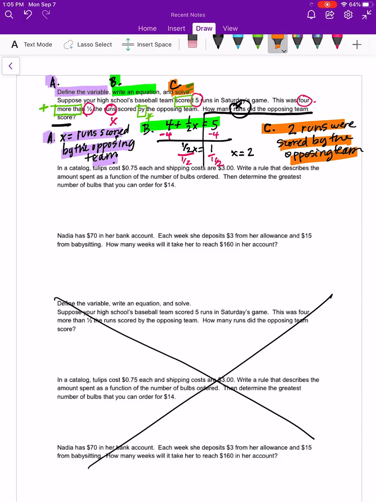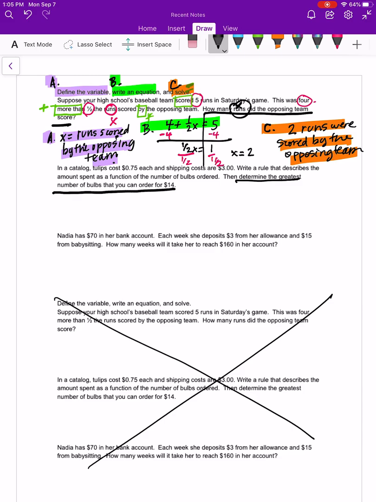Here we go, number 2. In a catalog, tulips cost 75 cents each, and shipping costs are $3. Write a rule that describes the amount spent as a function of the number of bulbs ordered. Then determine the greatest number of bulbs you can order for $14. So again, start with the question. That's what word problem breakdown tells us to do. So then determine the greatest number of bulbs that you can order.